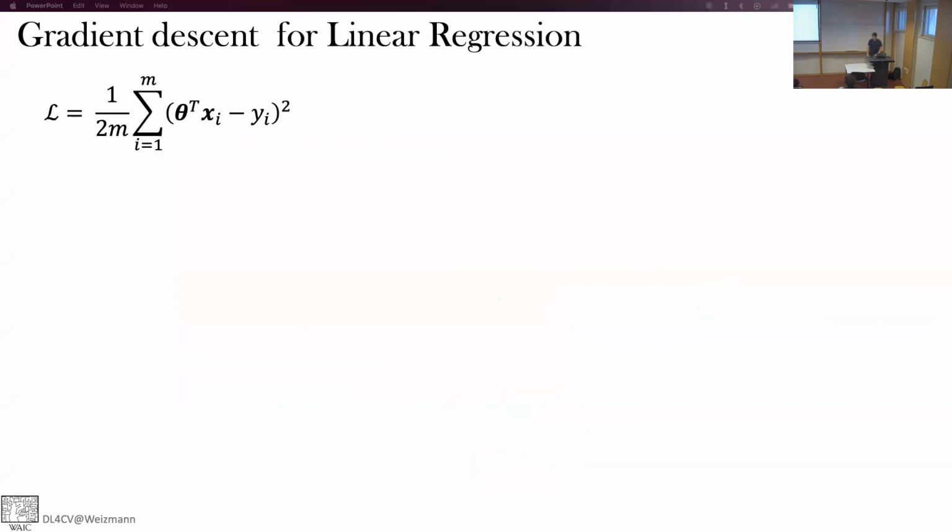Okay, now let's try to apply this specifically for linear regression. So for linear regression, here's the loss function, right? We have this MSE, so we sum the squares of all the differences between the predicted, which is theta transpose x. And so to do gradient descent, we need to take the gradient for this. We have to take the derivative. So let's take the derivative with respect to theta.